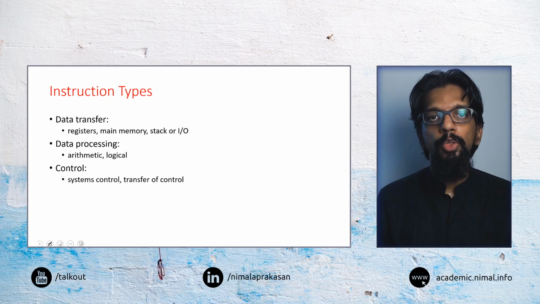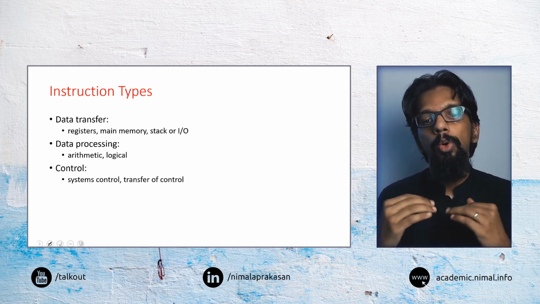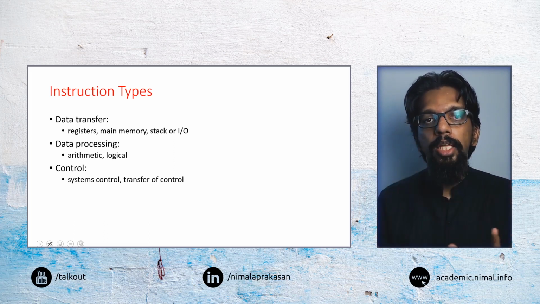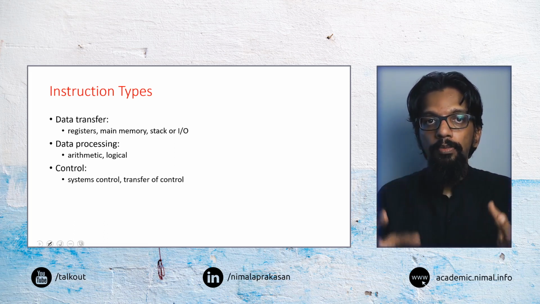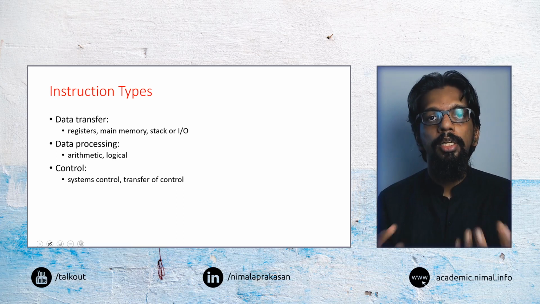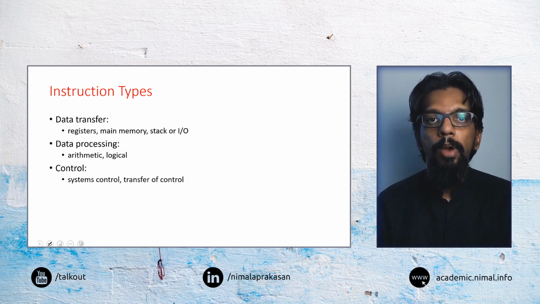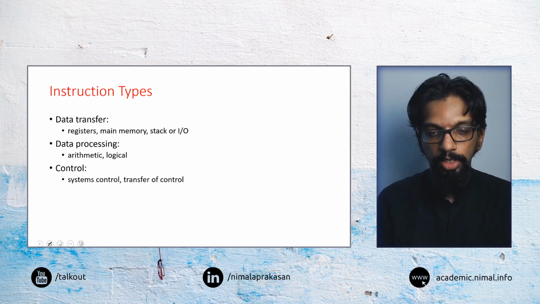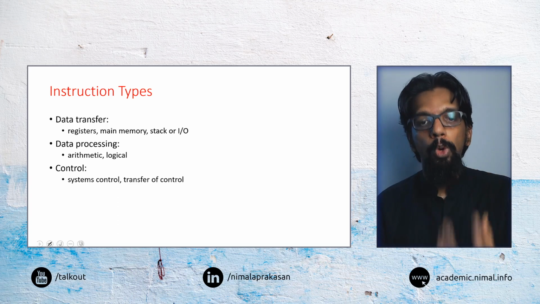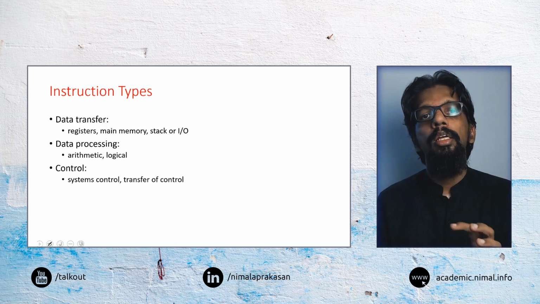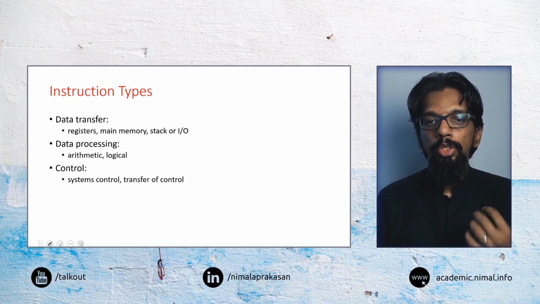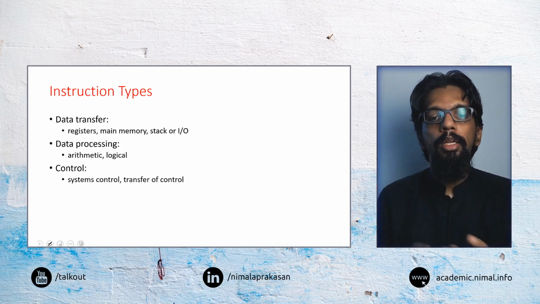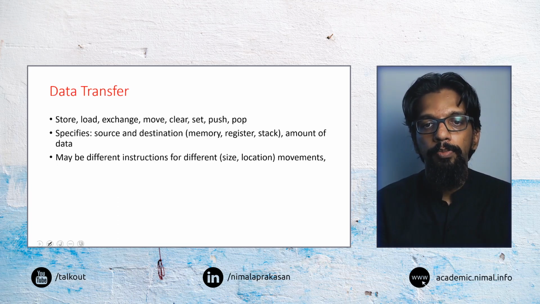So next we can look at different types of instructions, or we can categorize the various instructions that can be available in an instruction set architecture and supported by a CPU into a few groups. The first one is data transfer instructions. The second is data processing instructions, and then control instructions. We will briefly look at what each of these are.